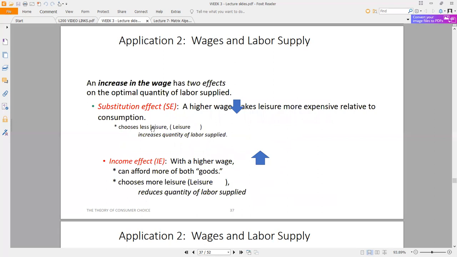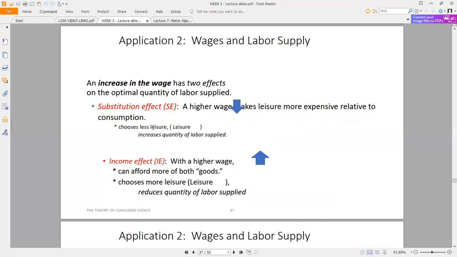Now we want to know what happens to labor supply, that's the number of hours we offer for work, whenever there's a change in the wage rate. So assuming there's an increase in the wage rate, what actually happens to labor supply? Here too, we have two effects. The effect that we see on labor supply is the total effect, but the total effect can be decomposed into the substitution effect and the income effect.